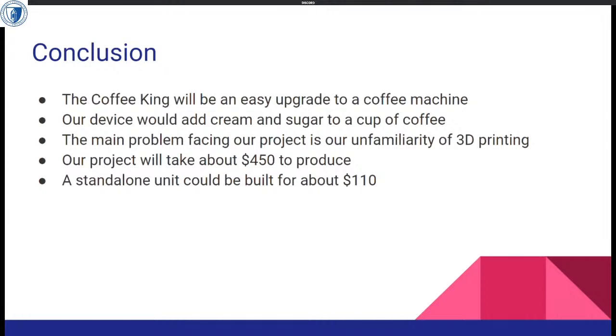In conclusion, the Coffee King should be a pretty easy upgrade for an end consumer. Our device will add cream and sugar to the cup of coffee. The main problem facing us right now is the unfamiliarity with 3D printing and a little bit of the CAD modeling. Our project is going to take about $450 to produce, but a standalone unit should be able to be built for about $110.